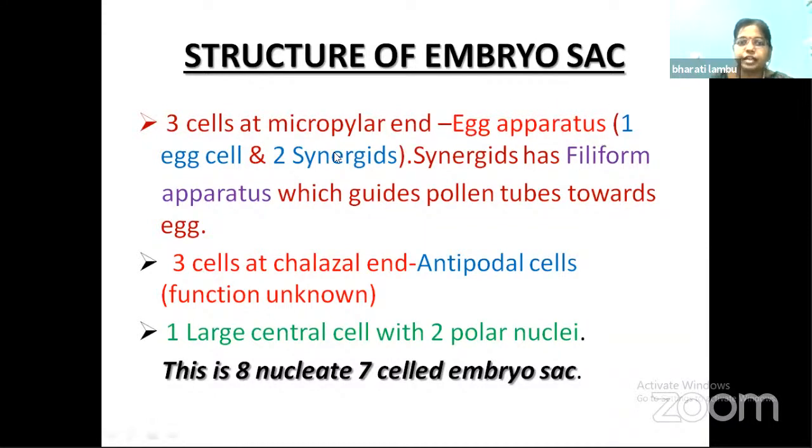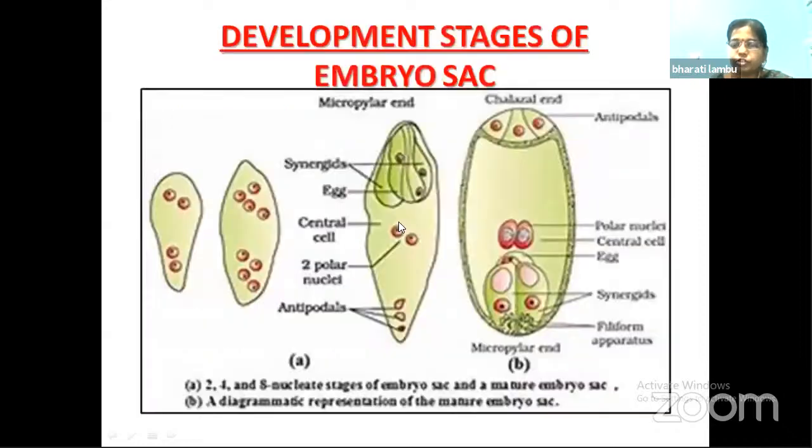Structure of the embryo sac. It has 3 cells at the micropylar end, called the egg apparatus: 1 egg cell and 2 synergids. The synergids have a filiform apparatus which will guide the pollen tubes towards the egg. The synergids are 2 in number and they are present laterally to the egg. What is the nature of the synergid? It will have the nucleus towards the micropylar end and the vacuole towards the central cell, or the chalazal end.